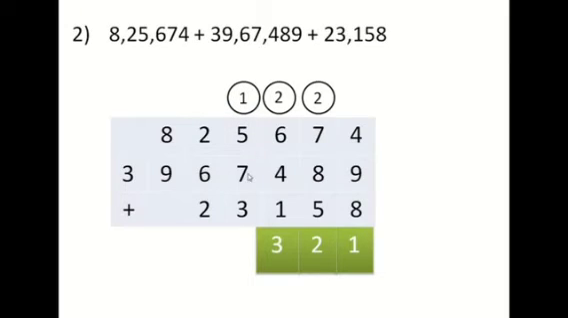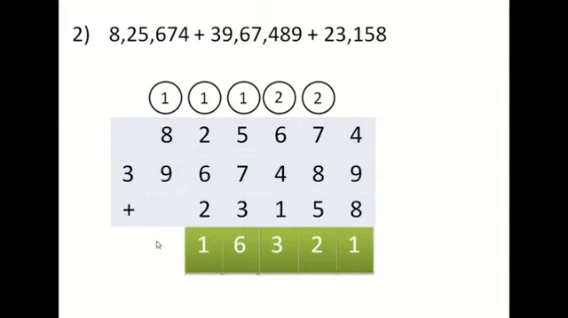5 plus 7, 12, 12 plus 3, 15, 15 plus 1, 16. So 6 will be here, 1 will be carried over. 2 plus 6, 8, 8 plus 2, 10, 10 plus 1, 11. So 1 will be here, another 1 will be carried over. So 8 plus 9, 17, 17 plus 1, 18. So 8 will be here, 1 will be carried over.